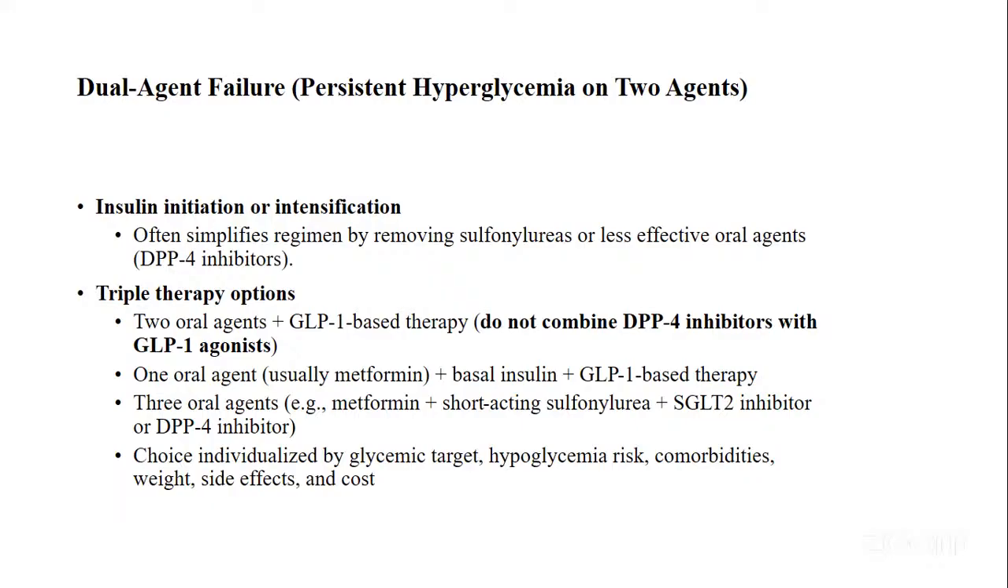We do not combine DPP-4 inhibitors with GLP-1. They act on the same pathway, so there is no benefit. The other is 1 oral agent, usually metformin, with basal insulin and GLP-1 based therapy. The other is 3 oral agents: metformin, short-acting sulfonylurea, and SGLT2 inhibitors. So we choose individualized by glycemic target, hypoglycemia risk, comorbidity, weight, side effects, and cost.